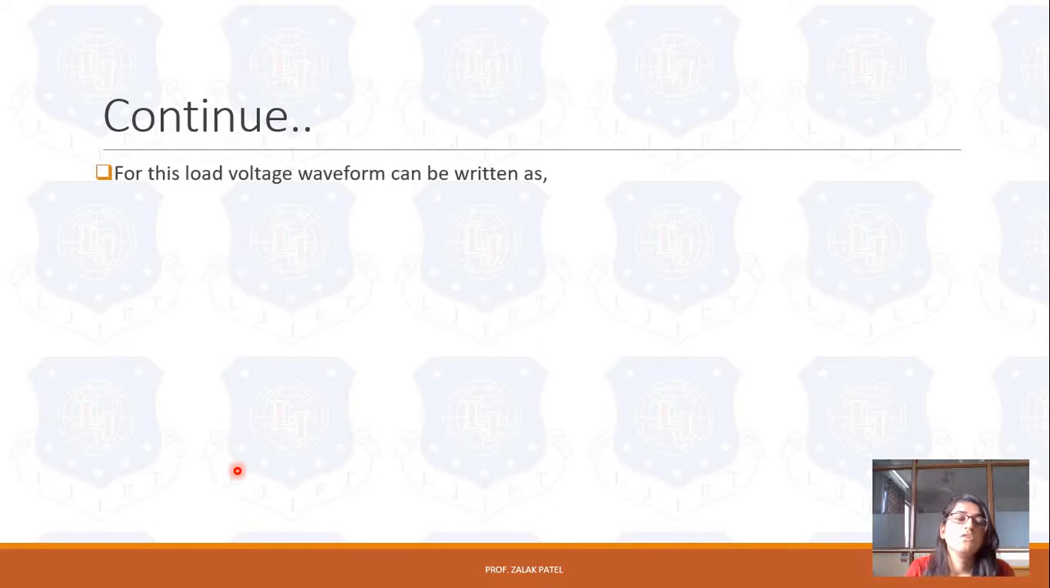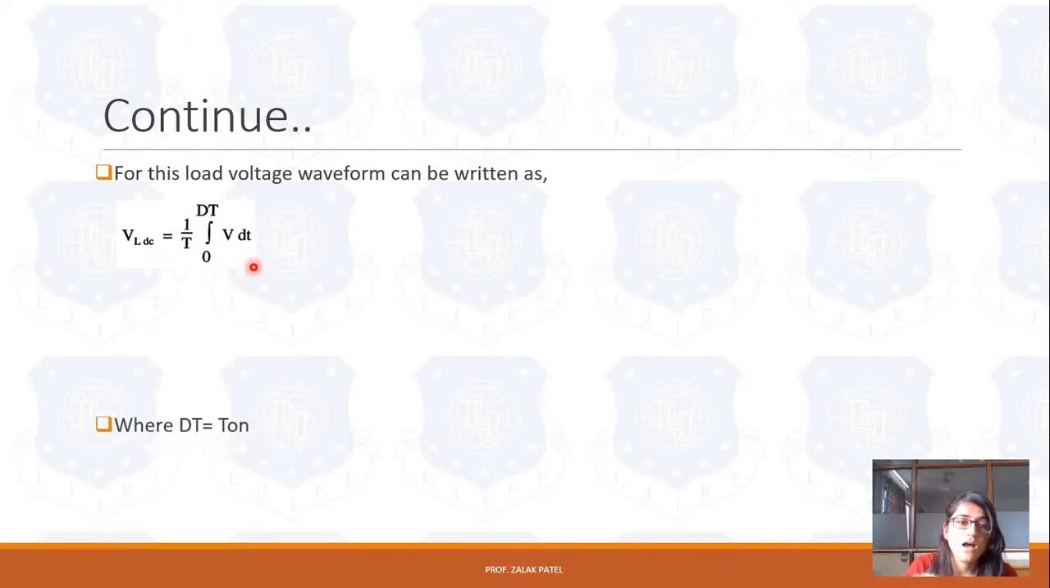Now for the load voltage waveform, it can be written in terms of an equation like VLDC is equal to 1 upon T, where T is the total time period, integrated from 0 to the duty time period DT. Now this voltage waveform can be of different shapes, maybe a rectangular one, or maybe a sine waveform. So we have to integrate this term over the duty cycle. If we integrate this term over the duty cycle, it gives us the value of the average load voltage.